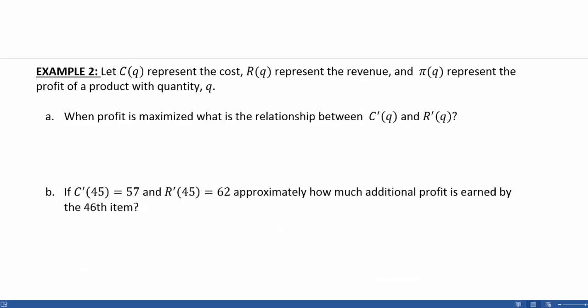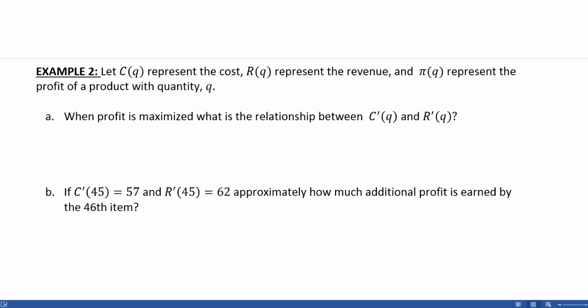Let's look at another. Example 2. Let C of Q represent the cost, R of Q represent the revenue, and pi of Q represent the profit of a product with quantity Q. Part A. When profit is maximized, what is the relationship between the derivative of cost and the derivative of revenue?